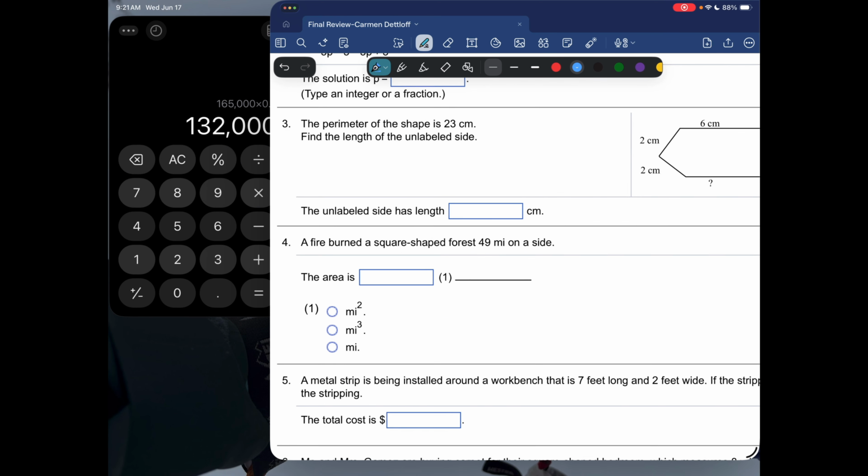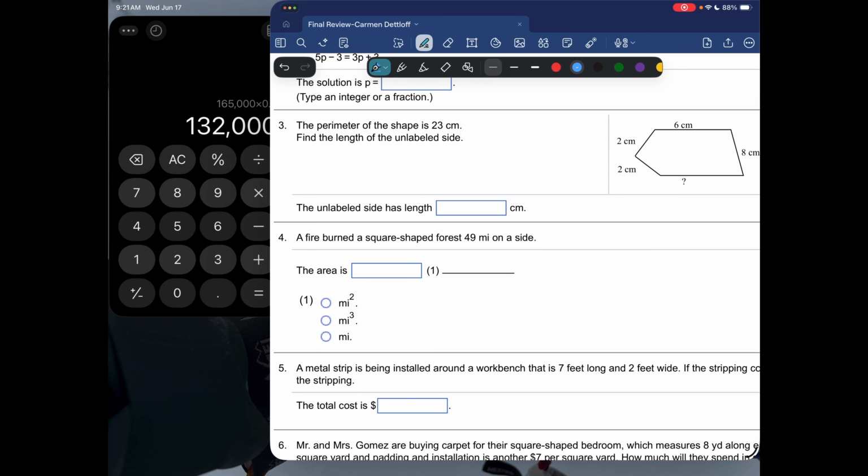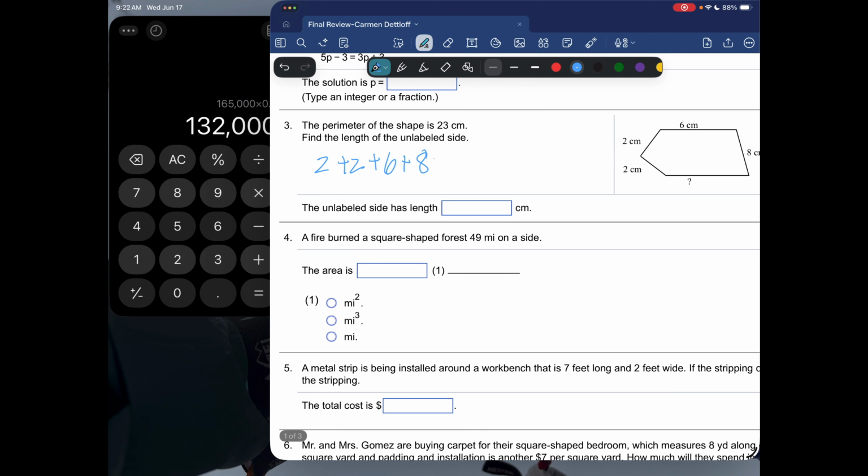Okay, continuing on, looking at number 3, it says the perimeter of the shape is 23 centimeters. Find the length of the unlabeled side. We're going to add up all the other sides together. I've got 2 plus 2 plus 6 plus 8, and when I add those all up, I get 18. So 18, and then I've got x over here. So I know that 18 plus x has to equal my total perimeter.